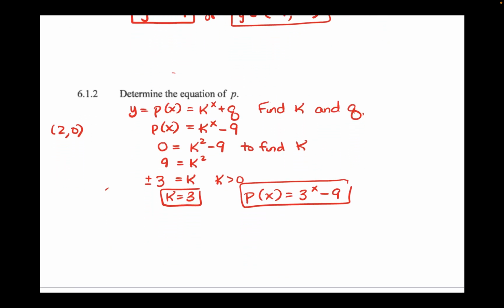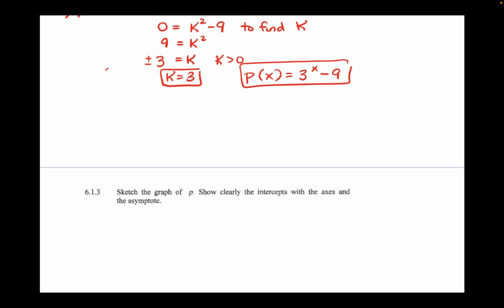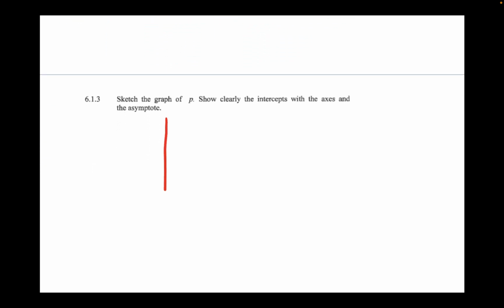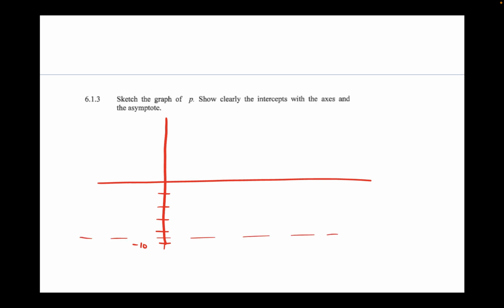6.1.3, sketch a graph of p. Well, I did a rough graph earlier, but now let's make it a little bit better and maybe more to scale. 2, 4, 6, 8, 10. Well, we know the horizontal asymptote was at y equals -9. 2, 4, 6, 8, 10. Our x-intercept was at 2, so we have that information.